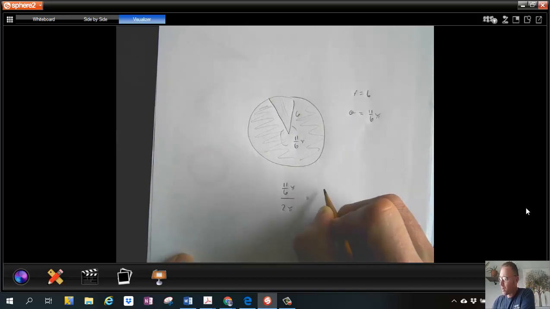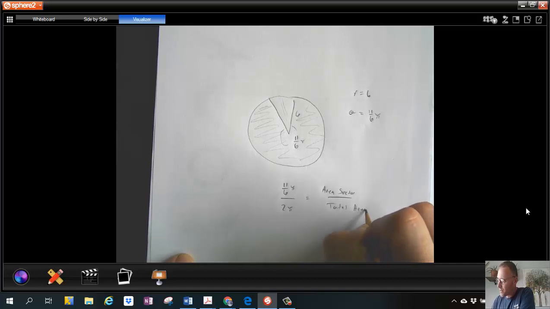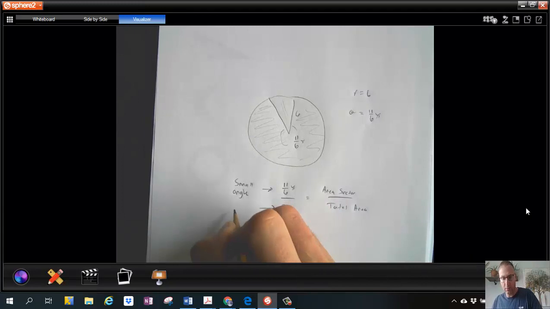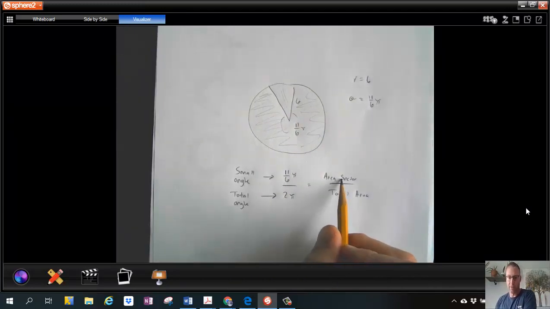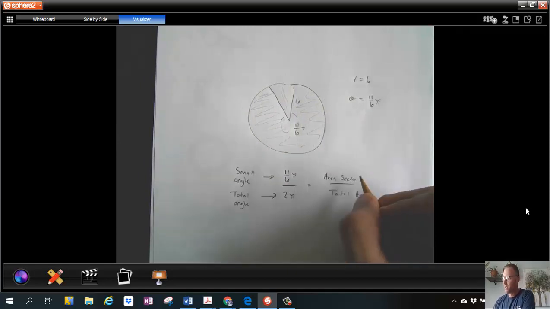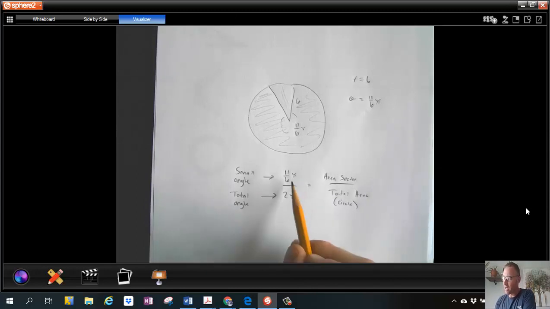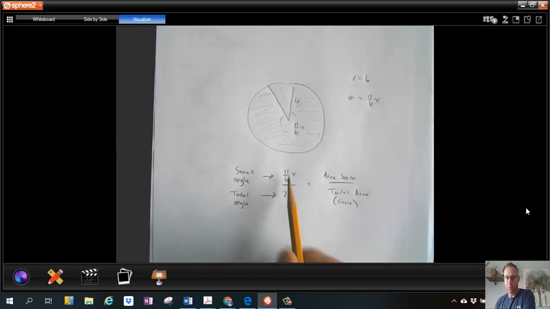Small angle over total angle 2 pi equals small area, which is the area of the sector, which is what we're looking for, over total area. So this is the small angle, and this is the total angle, and this is, like I said, the small area or area of the sector over the total area, and this is the area of the circle. So exactly like what we did before. The only difference is now we're looking for the area of the sector. We can find the total area of the circle using pi r squared.